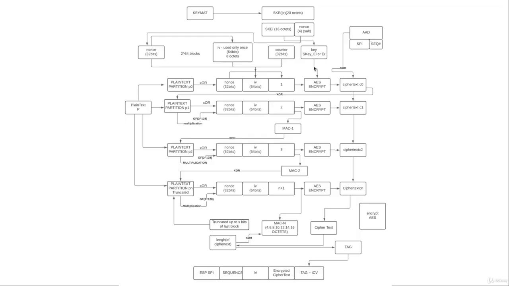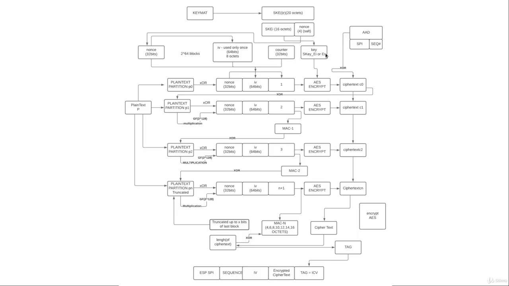The outcome of the GCM integrity calculation is referred to as a tag. This is used for the integrity check value of the packet. GCM supports AES with 128, 192, and 256 bits key length.